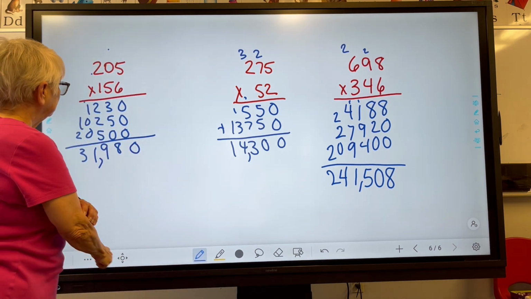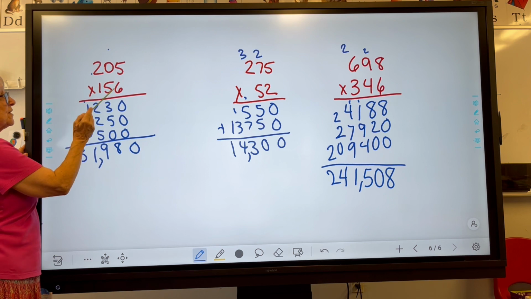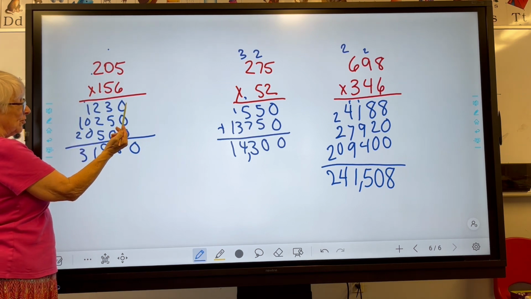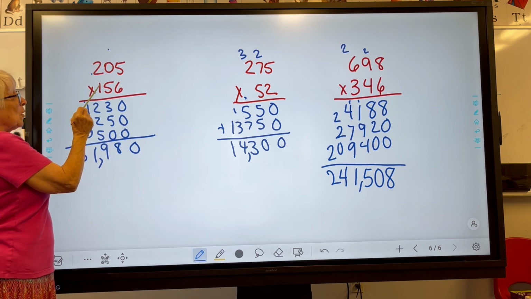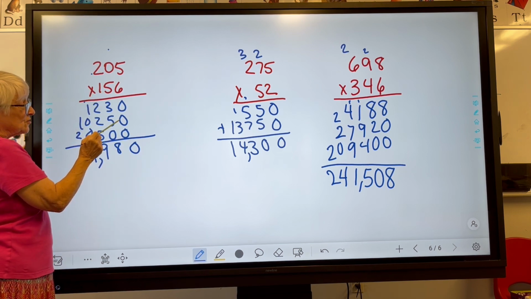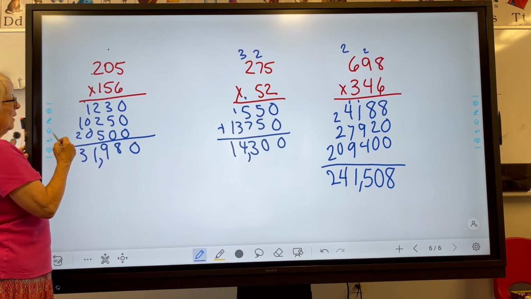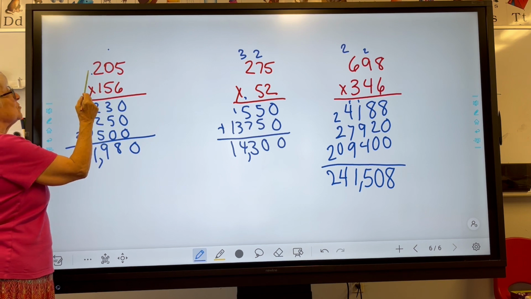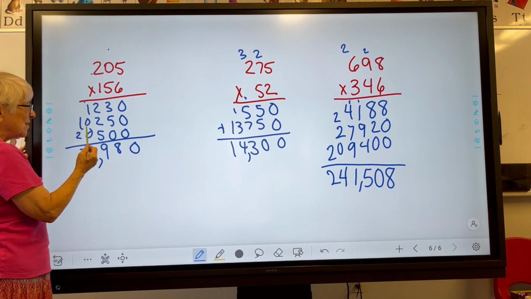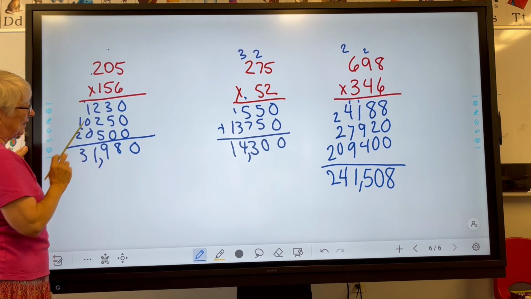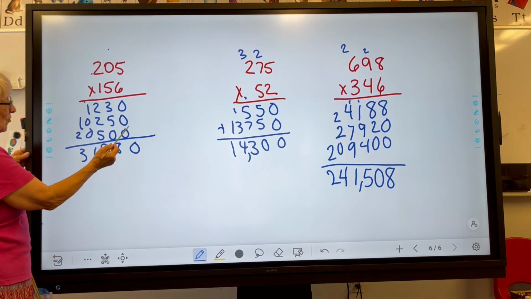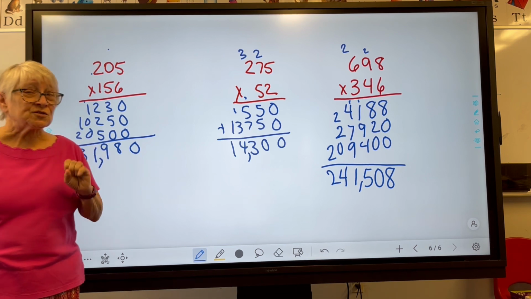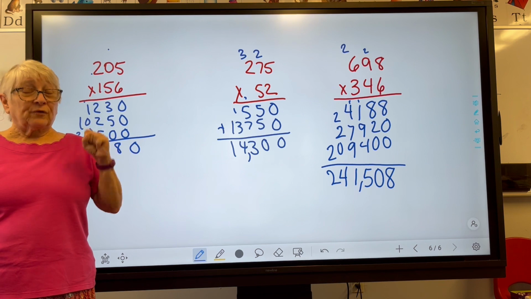Then we add. So here we multiply by the 6 in the ones place, and 6 times 205 is 1,230. Then we multiply by the 5, but that's really a 50, so we put the 0 down here. And 5 times 205 is 1,025, but 50 times 205 is 10,250. We have to add that 0. Then we do the same for the 100, we add the 2 zeros. And then we add up our answers. And that's the way you multiply 3-digit numbers.